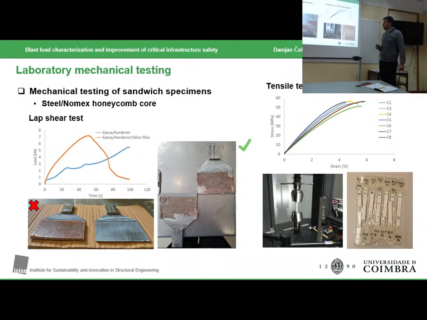This is the ongoing procedure now in Minho, where we are producing the steel Nomex honeycomb panel. And we have prepared specimens for a lab shear test, and specimens for tensile test of the epoxy matrix to prove that the epoxy that we are using for fabrication of panels reaches the strength specified by the producer. It was written that the maximum strength should be around 50 megapascals, and we can see that the specimens correspond to the specification.